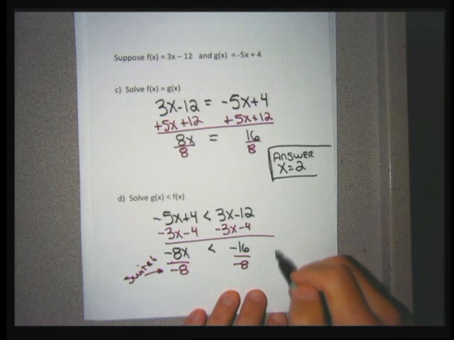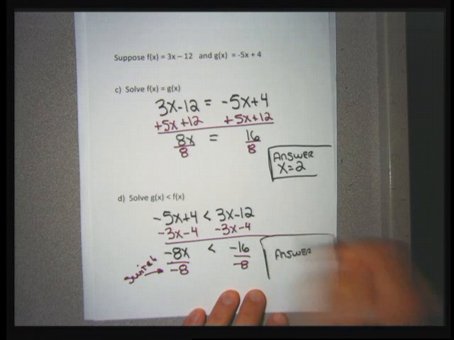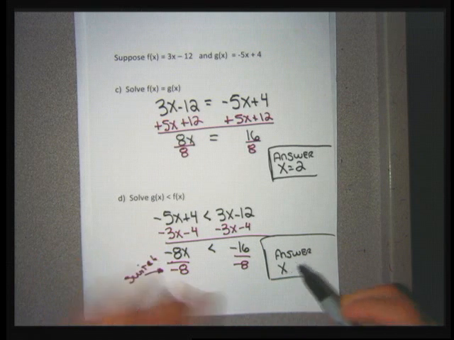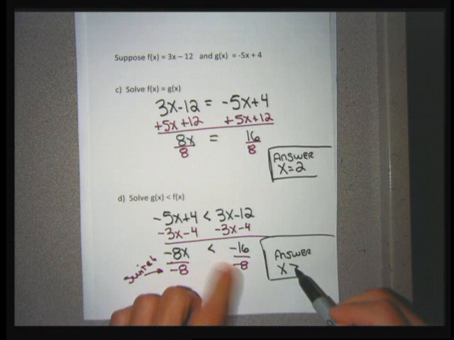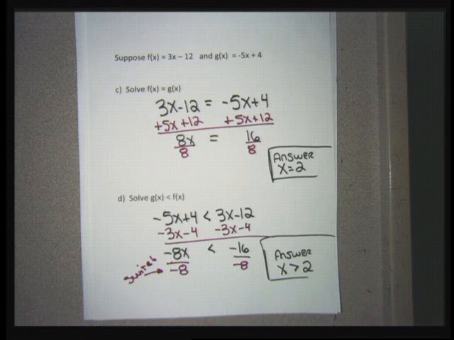And I can write my answer, and I'd like to write it in a box so you can see it. On the left-hand side, the negative 8s will cancel, leaving me with the x. Dividing by a negative, I need to switch the less than to a greater than. And negative 16 divided by negative 8 is positive 2. So x is greater than 2 would be a perfect answer for part 1D.